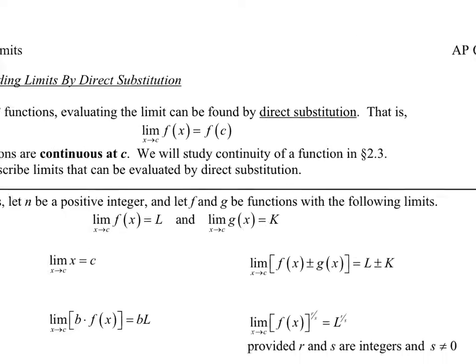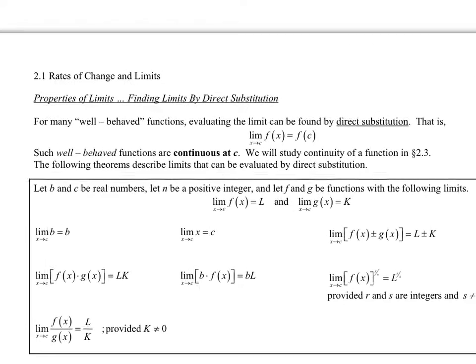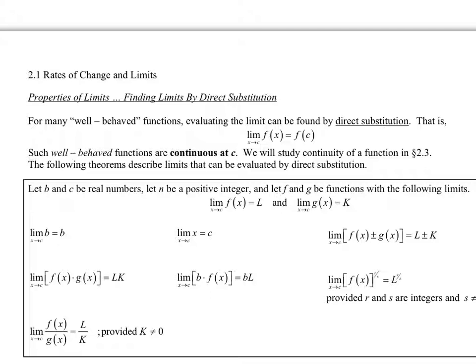All right, so the following theorems describe limits that can be evaluated by direct substitution. Let b and c be real numbers, let n be a positive integer, and let f and g be functions with the following limits. The limit as x goes to c of f of x is equal to L, and the limit as x approaches c of the g function is equal to k. Those are my definitions, so to speak.